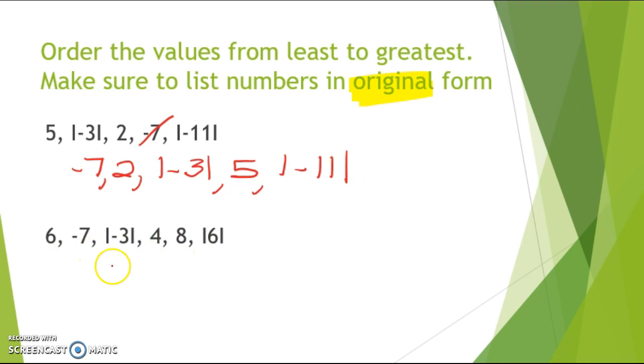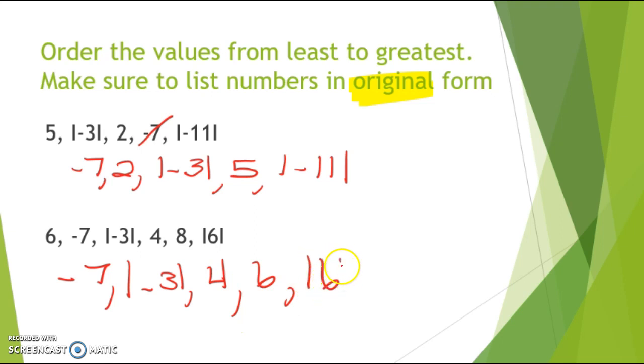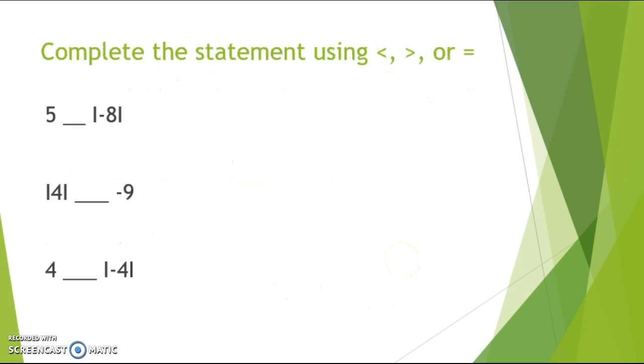Down here, we're going to do the same thing. Smallest number is negative 7. Then we have absolute value of negative 3. 4. 6. Absolute value of 6. And 8. Let's move on from there.